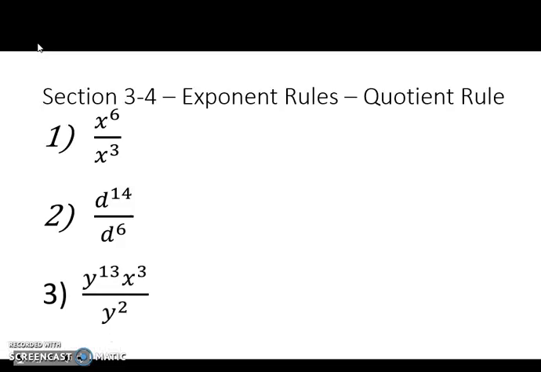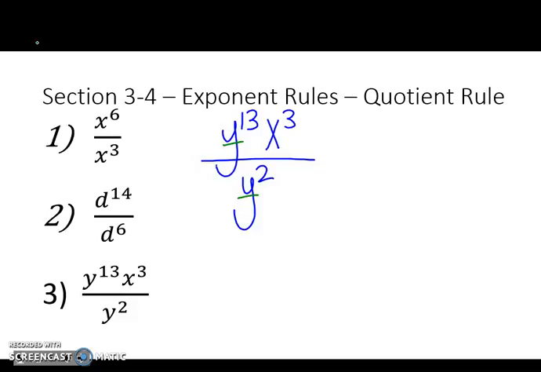All right, so I'm going to write this up here. So we have y^13 x^3 over y^2. So the y's have the same base. So that means I can take the top y minus the bottom y, which is squared. So I get y, 13 minus 2 is 11. So y to the 11th power.